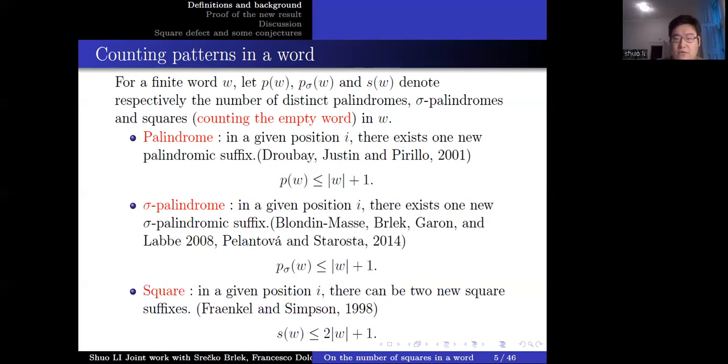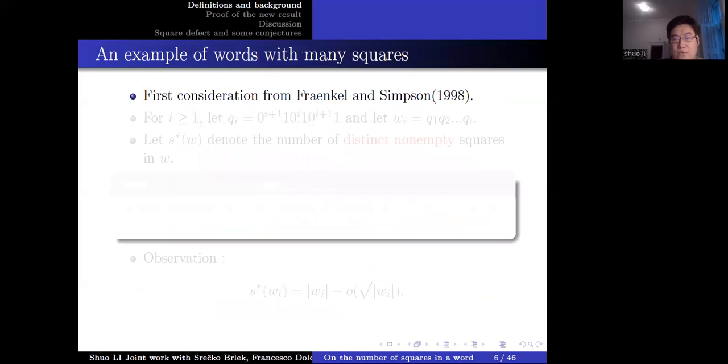Well, things for squares are more complicated, because for a given word W, if we add one letter at the end of this word, sometimes we may be able to create two new squares. So from this point of view, S(W) can only be bounded by 2 times the length of W plus 1. However, when people try to construct words with many squares, it seems that the upper bound of 2 times the length of W plus 1 can never be achieved.